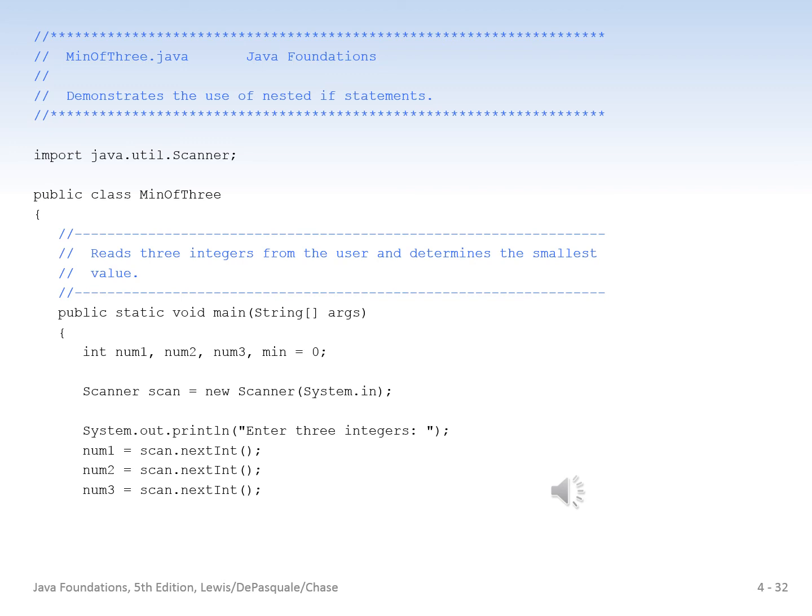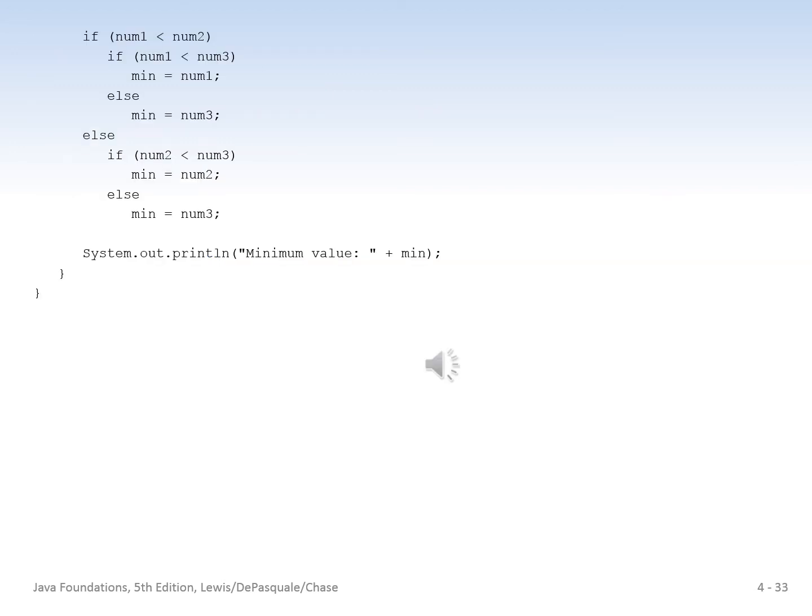We solicit the value of 3 variables from the user, num1, num2, and num3. Then on the next page, you'll see how a nested if is used. Nested ifs are used to calculate the minimum of those 3 values entered. So no big surprises here.